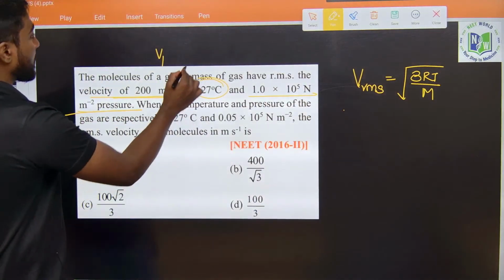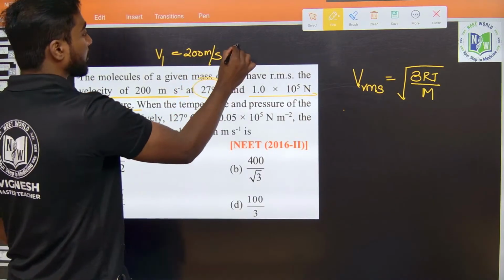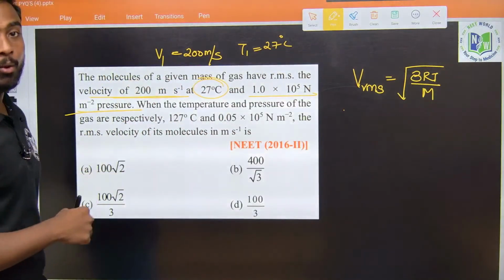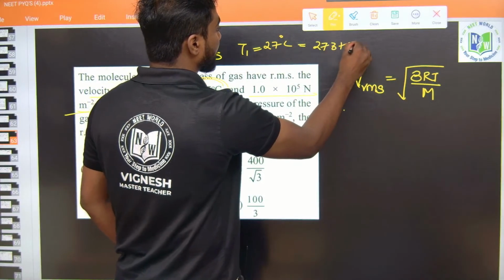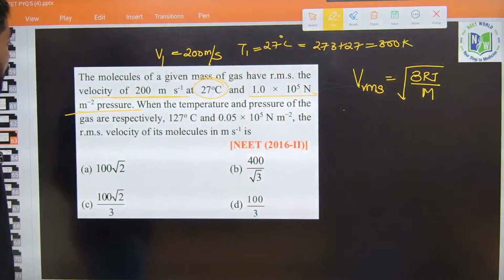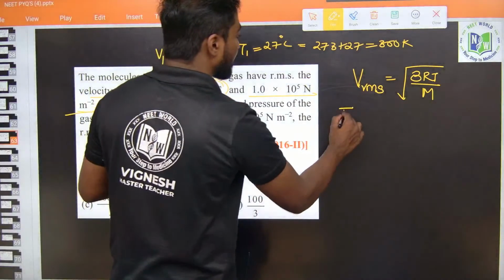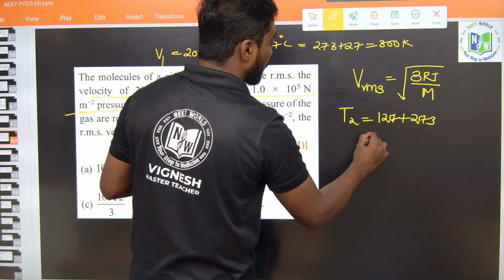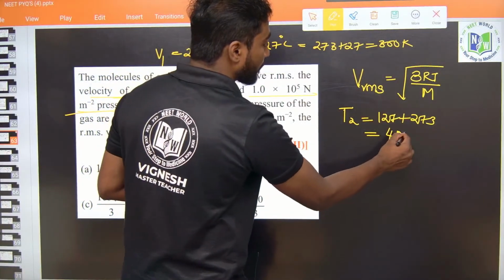Okay. So V1 is equal to 200 meter per second and T1 is equal to 27 degrees Celsius. Can I convert it into Kelvin? It is 273 plus 27, which is nothing but 300, no? 300 Kelvin. Okay. What about the second thing? T2 is given as 127 degrees Celsius. 127 plus 273 Kelvin, which is equal to, what is the answer? It is 400, right? 400 Kelvin.